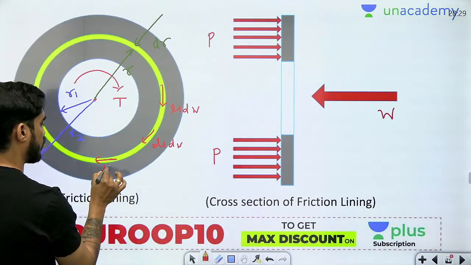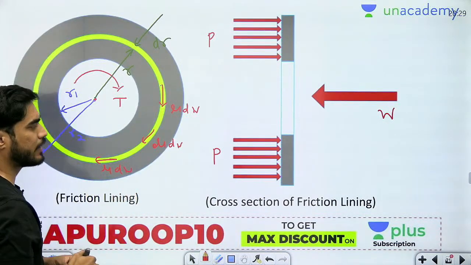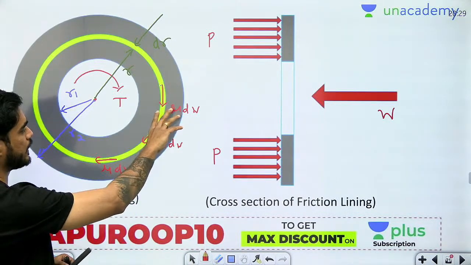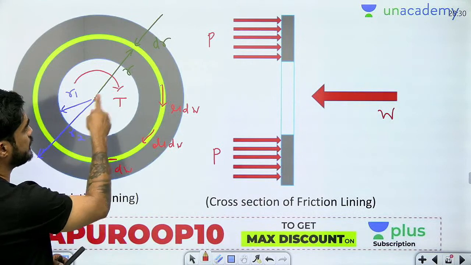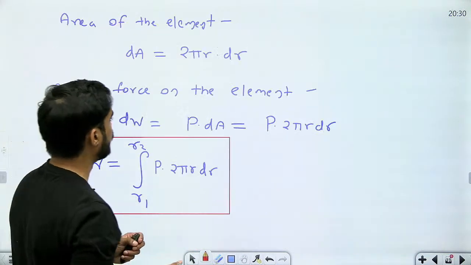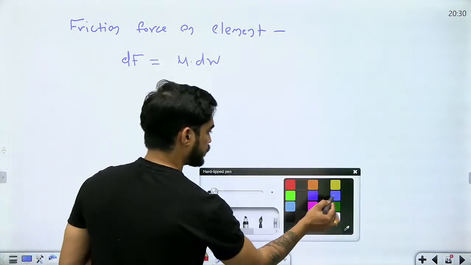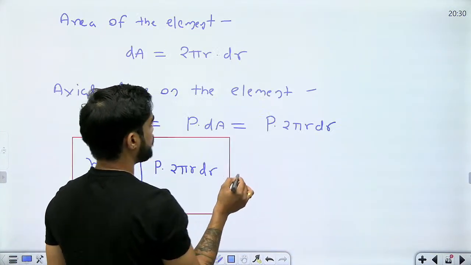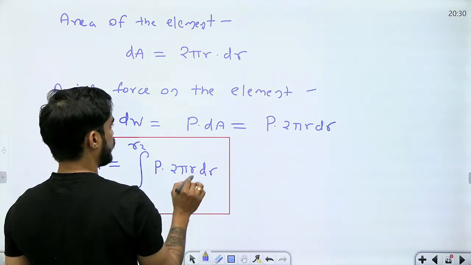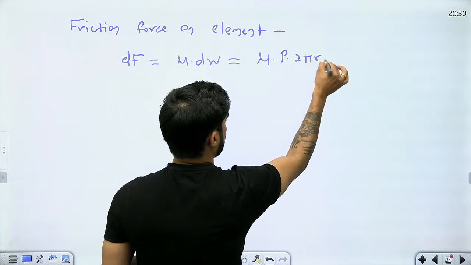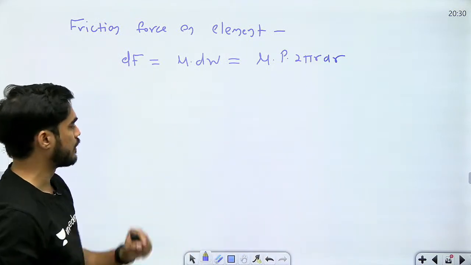Something like this, okay. Then beta, in order to find this torque, what will I do? Mu into dW multiplied by this distance. How much distance? R distance, right? So beta, mu into dW, if you put the value of dW, how much will it be? Mu into P into 2 pi R dr. Okay, this is the friction force.